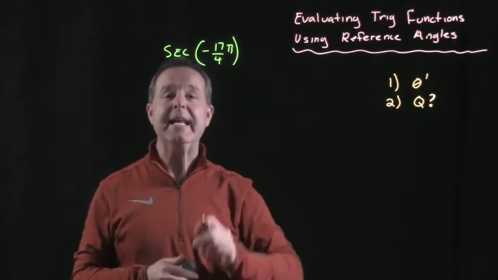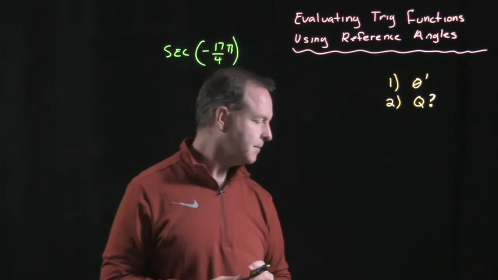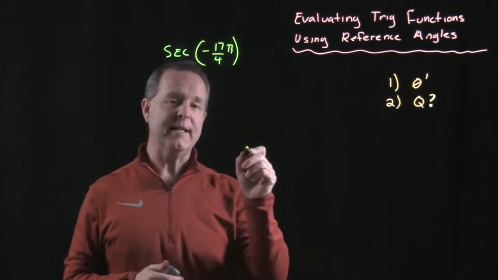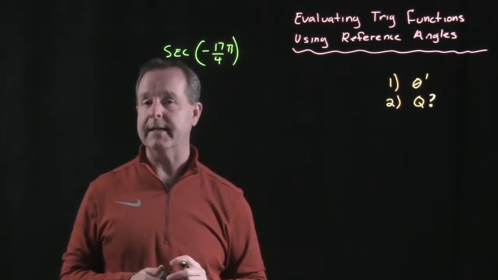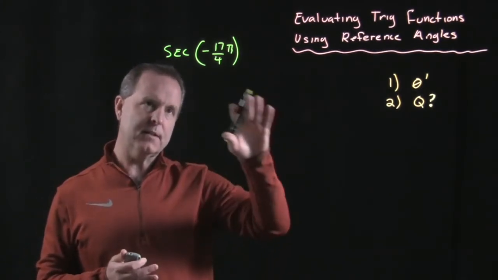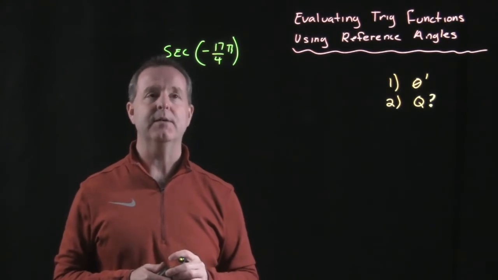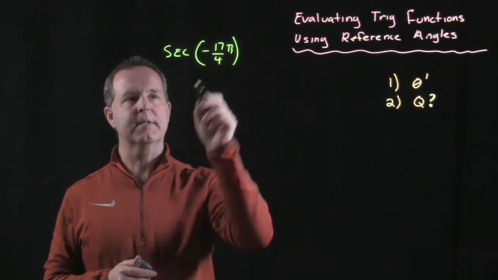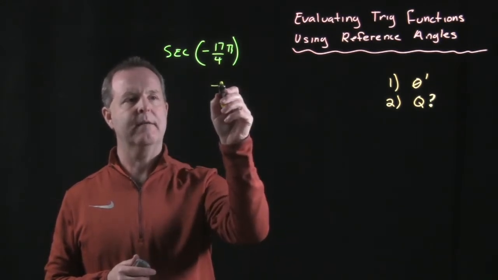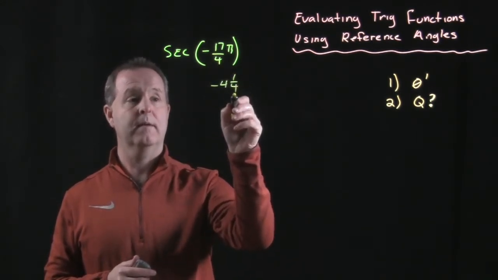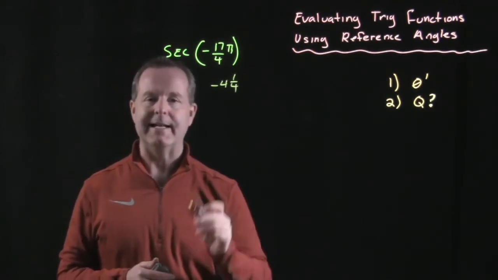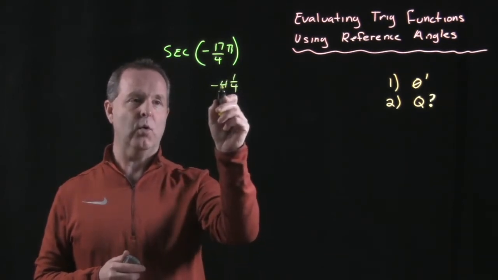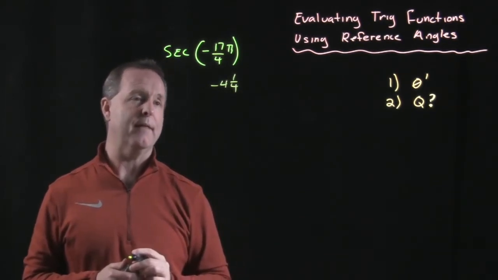So let's begin with the secant of negative 17/4 pi. Before we begin our two-step process, we really need to figure out what its coterminal angle is. So we have some revolutions of 2 pi we need to add to this to get to the coterminal angle. Negative 17/4 is the same thing as negative 4 1/4. So I know that I need to add 3 multiples of 2 pi in order for this to become a positive value.